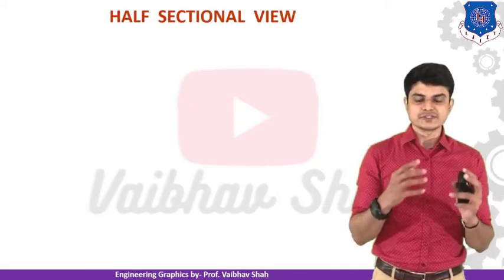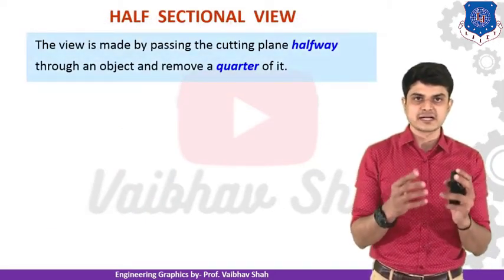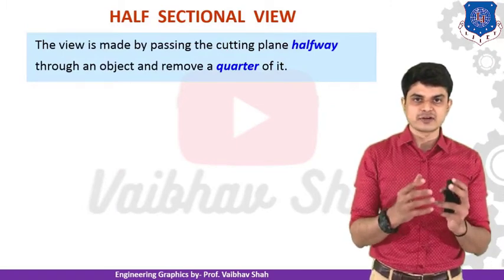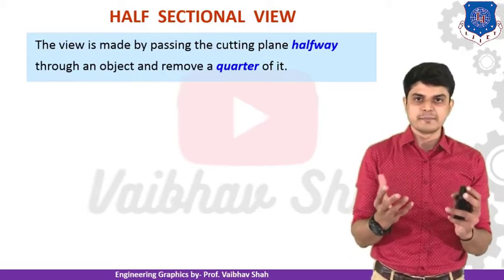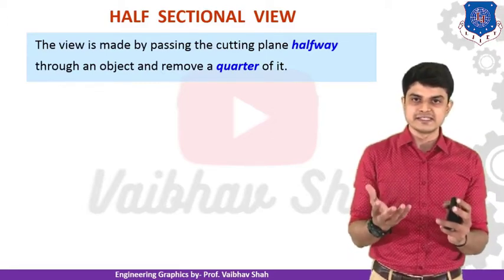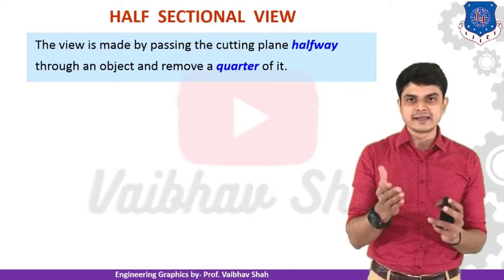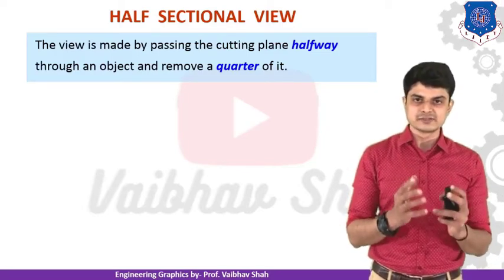So, half sectional view. Now, what is the half sectional view? The view is made by passing the cutting plane halfway through an object and removing the quarter of it. In this case, what will you do? It is just like a pizza. If you have a pizza and you are cutting the quarter of the pizza by going half of the pizza to the center and coming back from another half, you can have the quarter section cut from the pizza. So it is just like this.